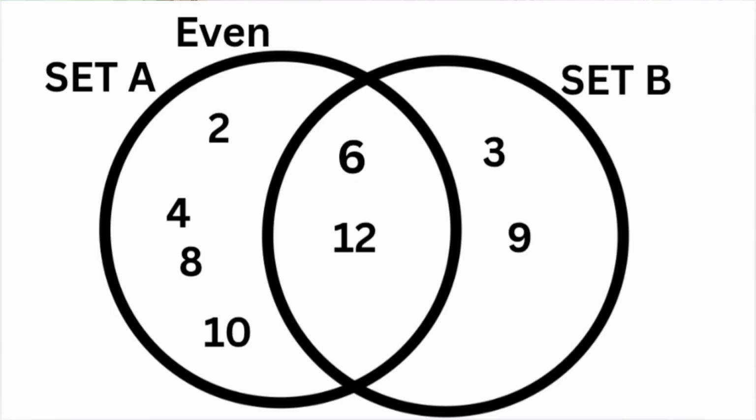The second example, numbers, even numbers and multiples of 3. Set A: even numbers up to 12: 2, 4, 6, 8, 10 and 12. Set B: multiples of 3 up to 12: 3, 6, 9 and 12. Only even: 2, 4, 8 and 10. Only multiples of 3: 3 and 9. Both, or overlap: 6 and 12.